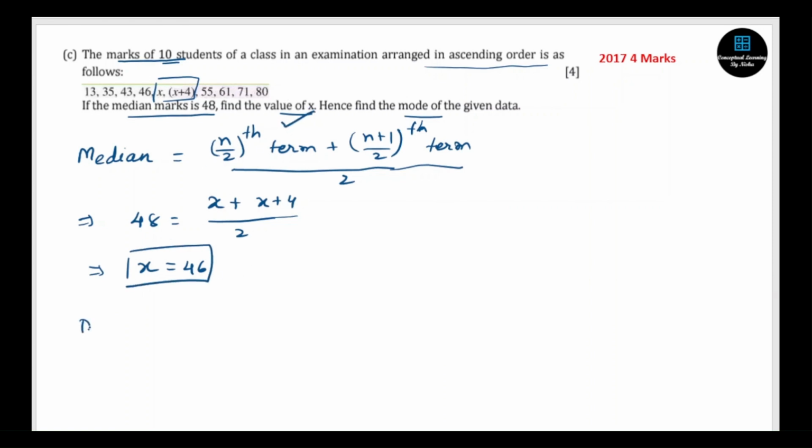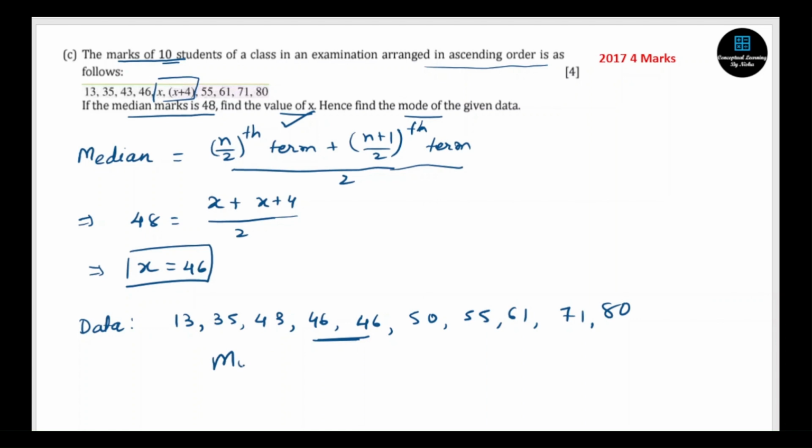And now the data are nothing but what? 13, 35, 43, 46. Again x is there, so 46, 50, 55, 61, 71 and 80. So the repeated number is 46. So the mode is 46. Very simple and easy question, okay? So you should not lose any marks for this type of question. Remember this.